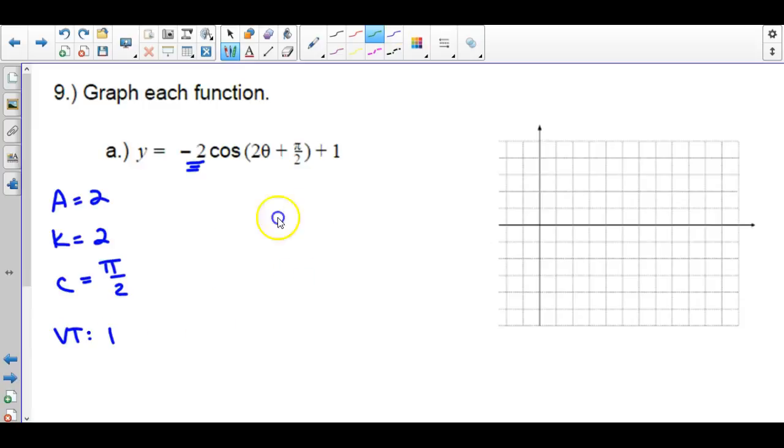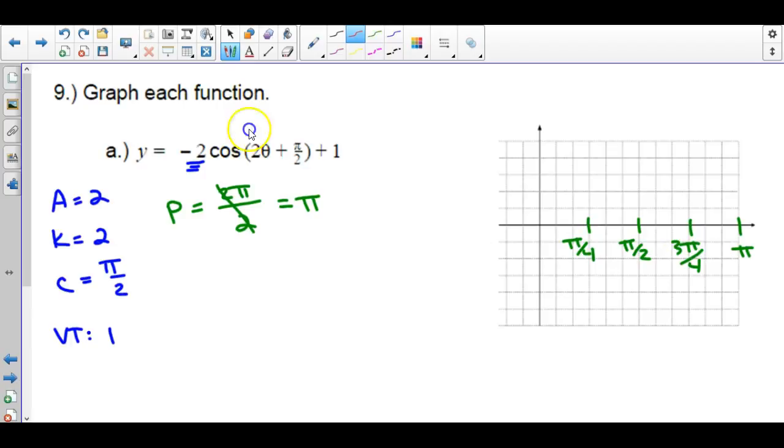So what I'm going to do is first figure out what the period of this function is. I'm going to take 2 pi divided by my k value, which is 2, and I'm going to end up with a period of pi. So one full period of this wave is pi. Half of it would be pi over 2. Half of the half is going to be pi over 4. And this is 1 pi over 4, 2 pi over 4, so this is 3 pi over 4.